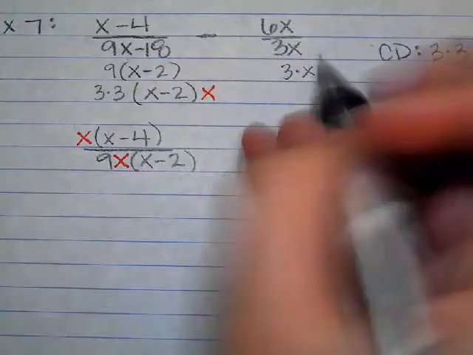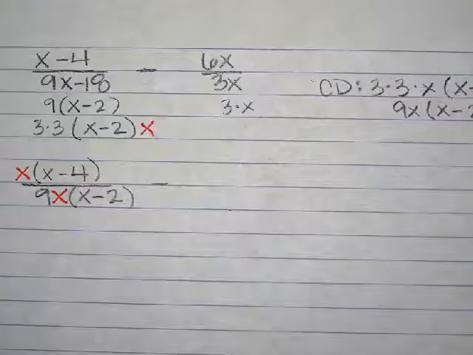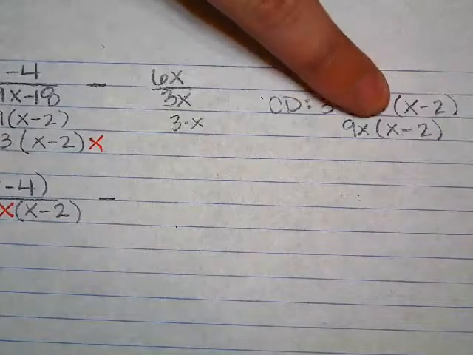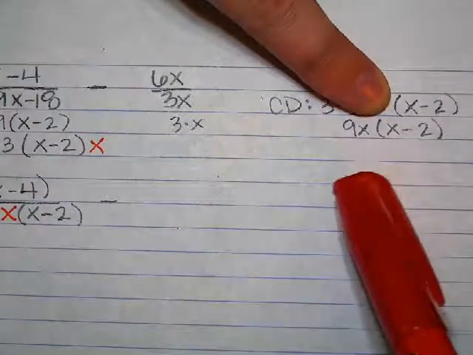All right, minus. Okay, over here we have a 3 and an x. We have a 3 and an x. So I'm going to cover those up. And so what do we have left over?